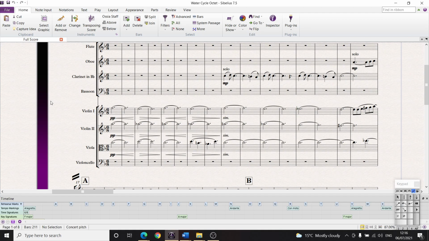Now, the eagle-eyed amongst you might notice that the violin 2 is actually higher than violin 1. There is a reason for that. I will come back to that at the end.